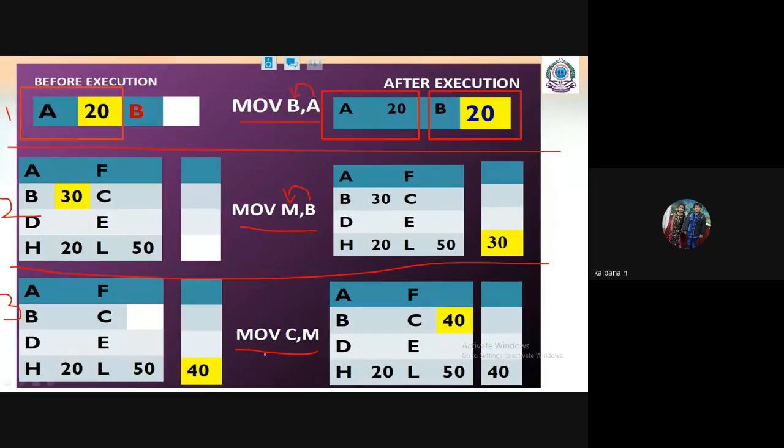The third example is MOV C comma M. Here C is the register and M is any memory location, like 1000, 2000, 2010. The data present in the memory location is 40. That 40 we are moving into the C register, as shown after execution. The data is present in both the memory location and the C register. This is about the MOV instruction.